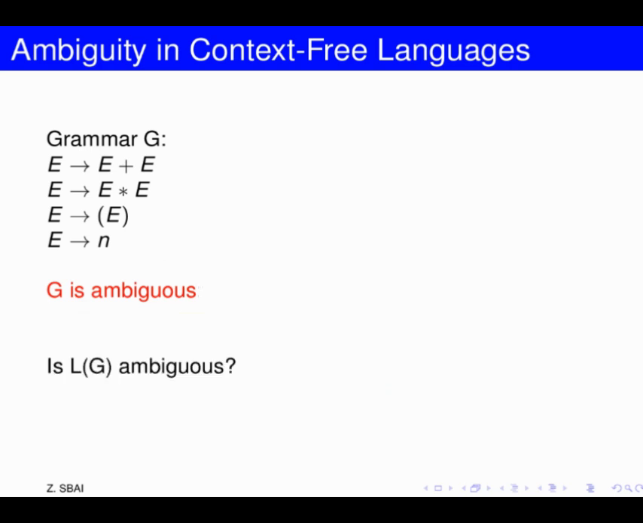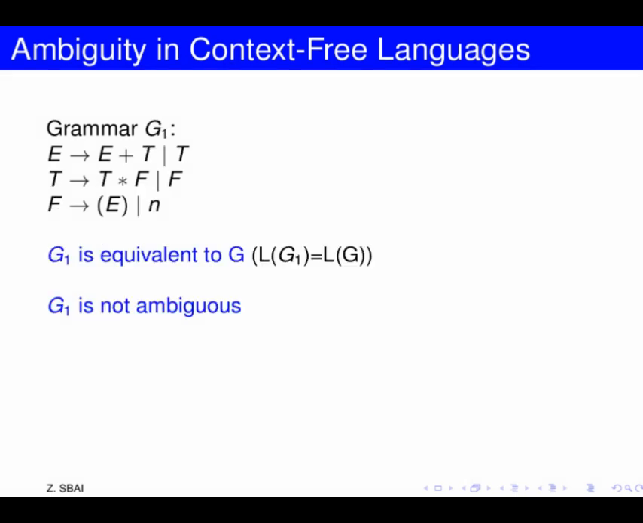Now, since the grammar is ambiguous, can we say that the language of the grammar is ambiguous? Is the language which is composed of all the strings that are generated by this grammar ambiguous? Before answering this question of whether the language is ambiguous or not, let's try to find another grammar which is not ambiguous and which generates the same language.